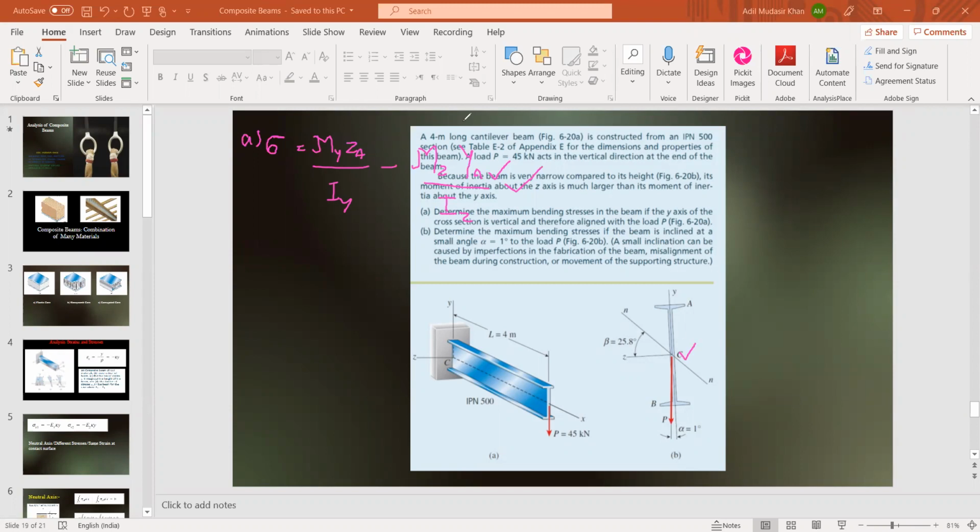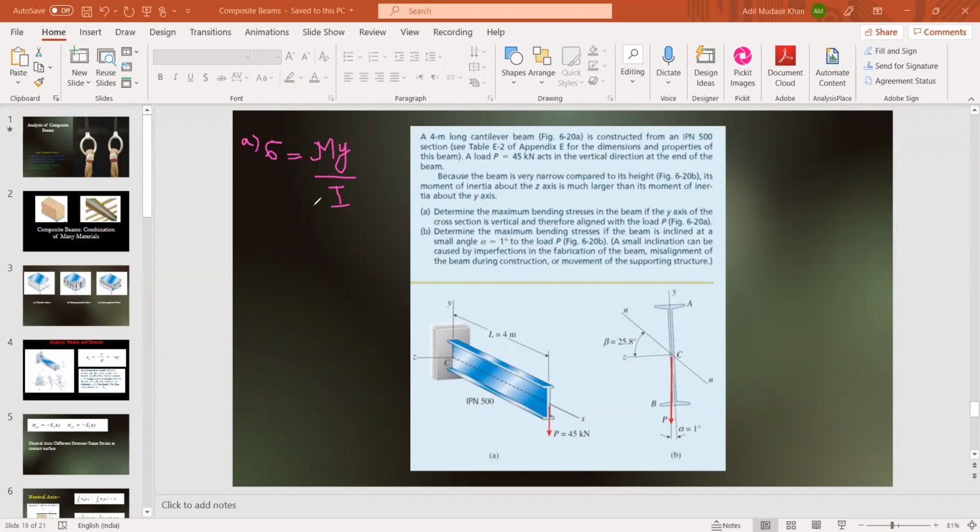For case A, what is very important for us is that we will directly use the flexural formula, sigma is equal to minus My divided by I. This is the maximum bending stress that occurs in the beam when the beam axis is not inclined, when the beam axis matches with the line of action of the load.